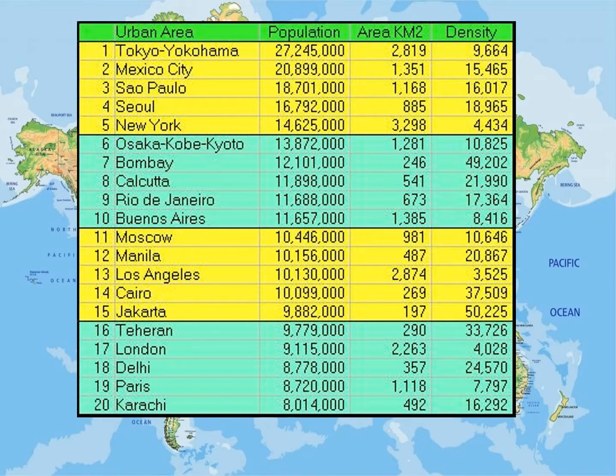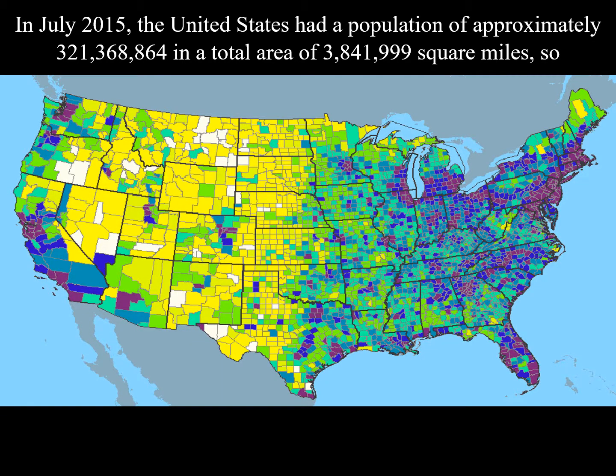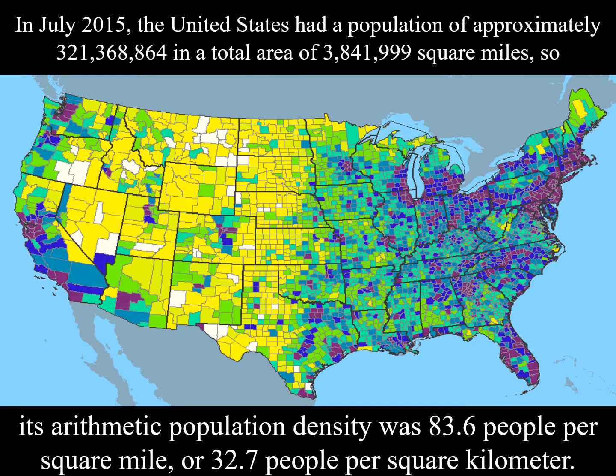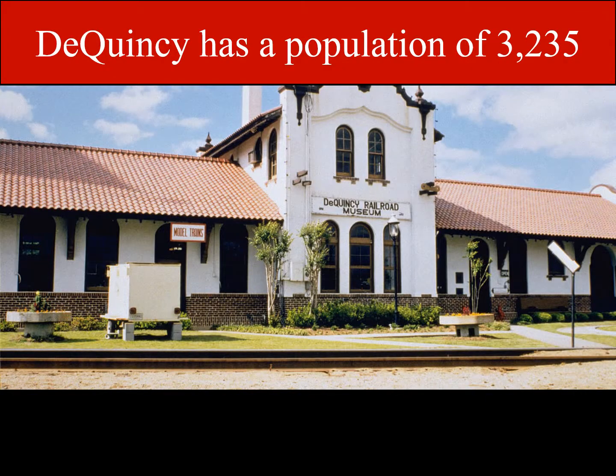In July of 2015, the United States had a population of approximately 321 million plus in a total area of about 3.8 million square miles. So the arithmetic density then of the US was approximately 83.6 people per square mile. The problem with looking at arithmetic density for large areas is it's not truly accurate. We don't really live 83 people per square mile. What's true is some places have much larger population densities and some places have much less.